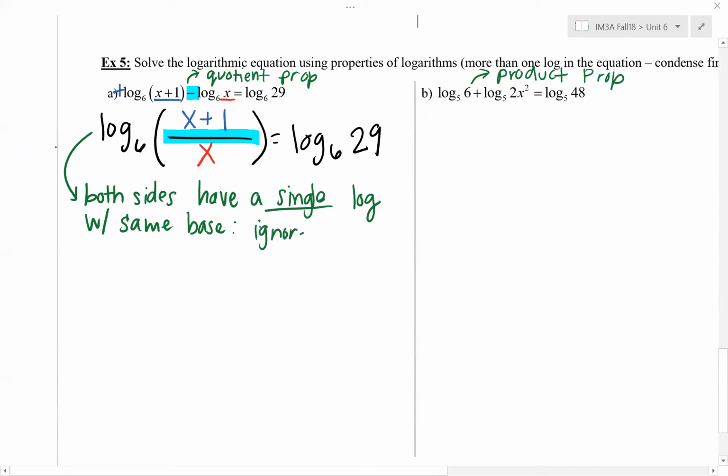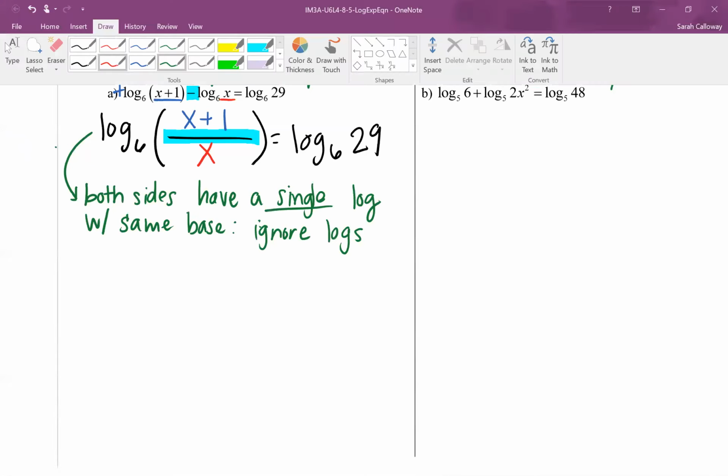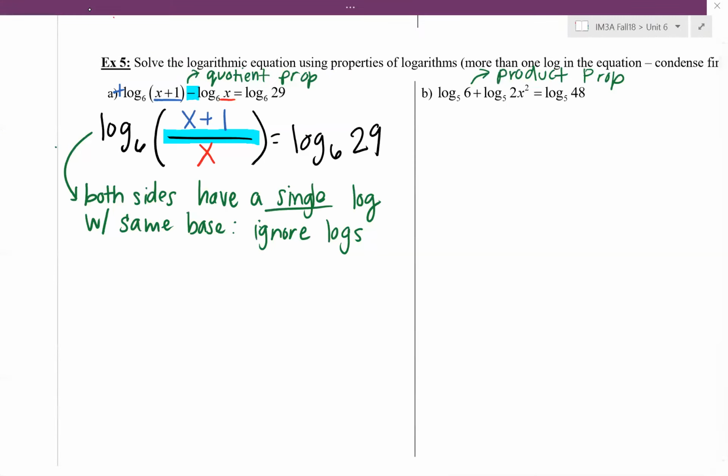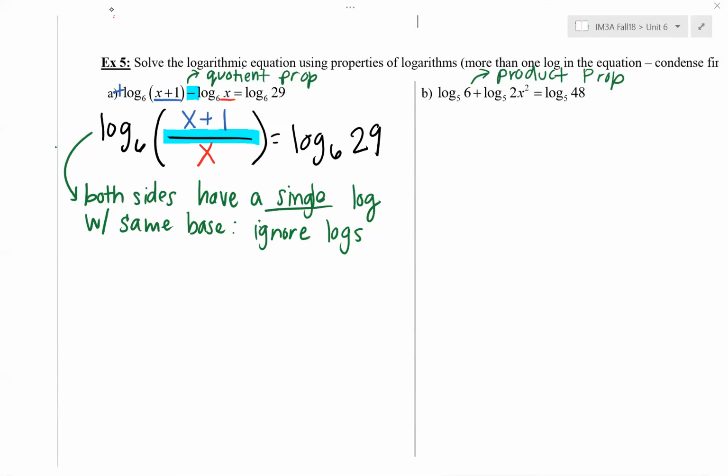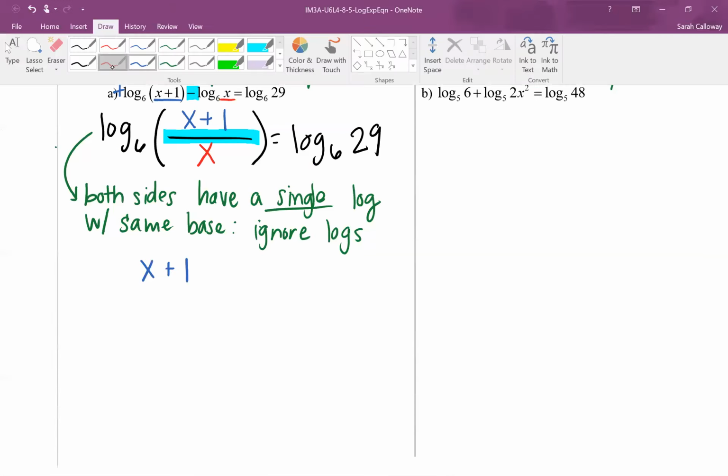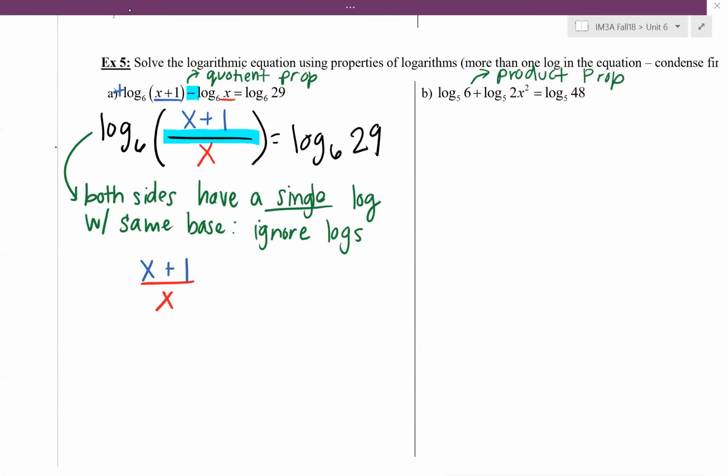So the important part is that they have to be the exact same log, and it has to be by itself. Notice that I couldn't ignore them when I started. I couldn't just say, oh, they're all log base 6s, so let's throw them out. I have to have the exact same log, by itself, one on each side. So I have to condense before I can do anything. So I'm ignoring the logs, and I have x plus 1 over x equals 29.